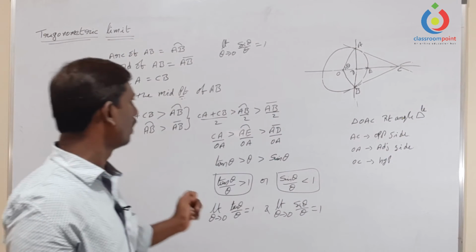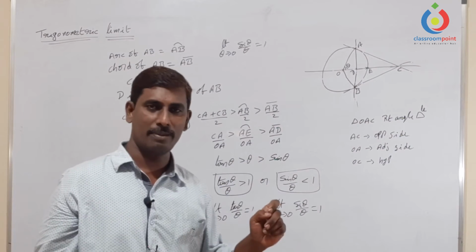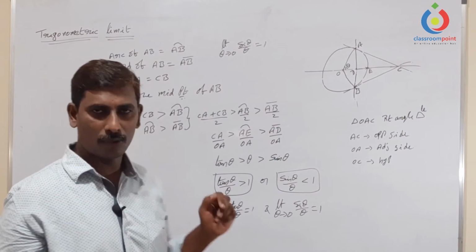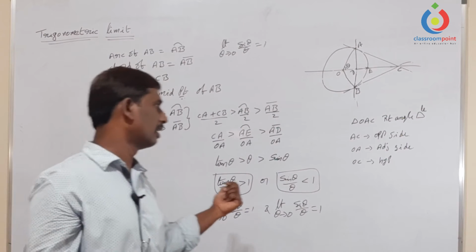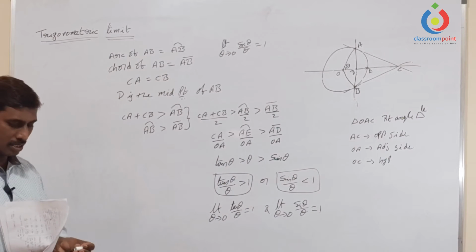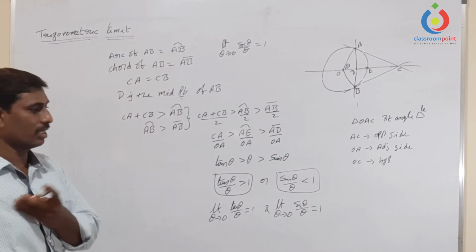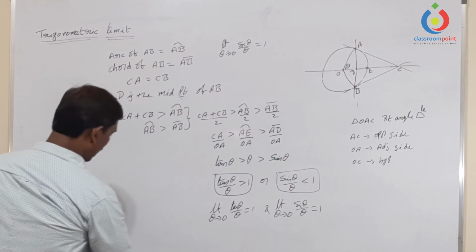Very important proof. We use this in the JEE objective problems. Very, very important point. Just observe one point. Next, we'll go to another calculation.